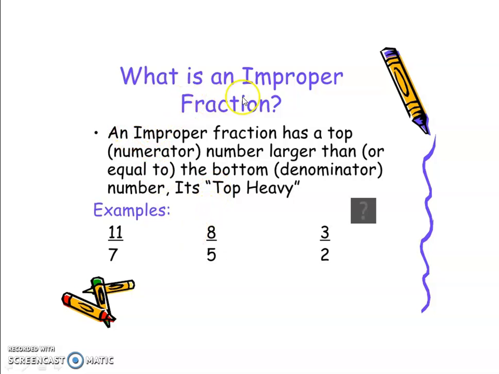I will explain again. What is meant by an improper fraction? An improper fraction has a top number larger than the bottom, that is the denominator. Top heavy means the numerator is the bigger number, or greater than the denominator number. So 11 is bigger than 7, 8 is bigger than 5 and 3 is greater than 2. Such are examples of improper fractions.